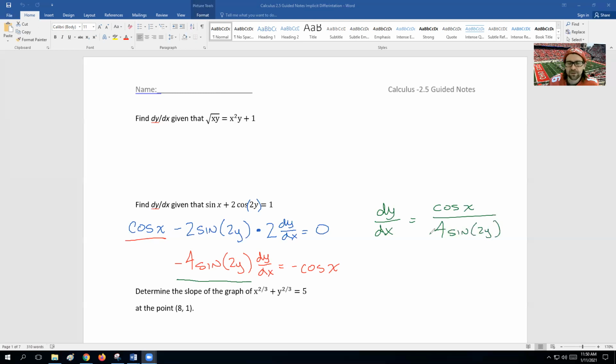And there we go. So take some time today, do the practice problems that we have for your homework. Make sure you kind of understand. So we're going to keep this real simple. If it's a y or anything else, just put a dy dx.